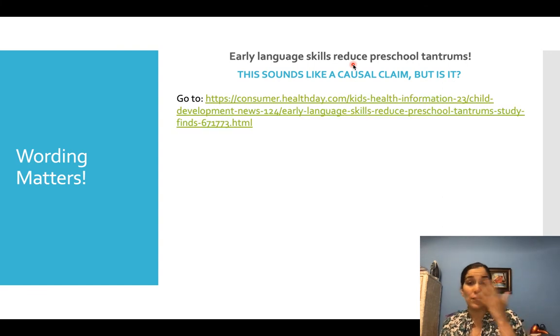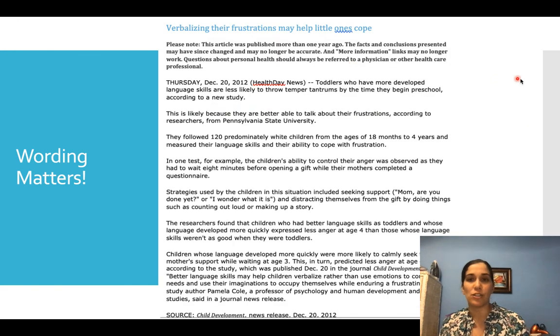If you go to this link, you can read the study. But because we're online, it's a very short news article, and so I just took a screenshot for our purposes here. So let's take a minute to read it. Verbalizing their frustration may help little ones cope is the subtitle for this headline. So take a minute to read. I'll be right here doing my little dance. Obviously, you should just pause this. I'm not going to wait for like 3 minutes. I'm just going to go on to the next slide, but unpause it when you're ready.